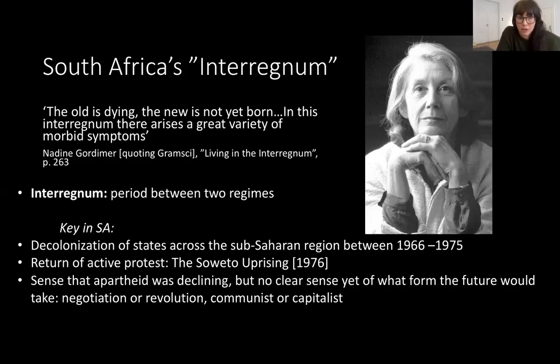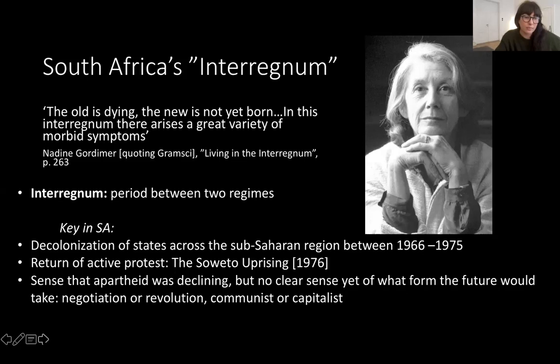So this is Gramsci, and this is Gordimer using Gramsci to discuss South Africa at the end of the 20th century. And my sense, to jump ahead a little bit, is that some of these morbid symptoms that she's borrowing from Gramsci arise or manifest in the literary imaginary, and they do that in Gothic forms.